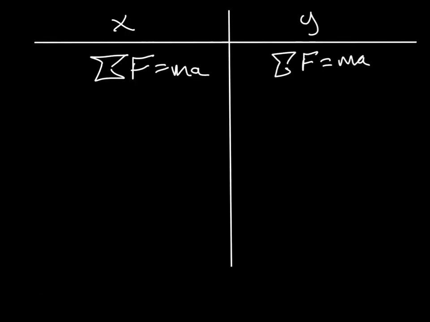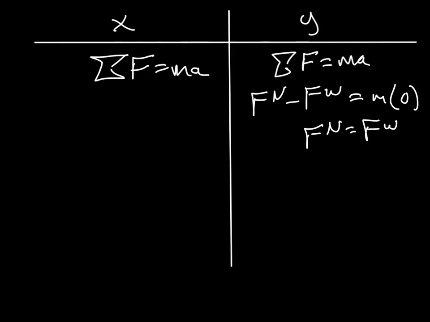On the y side, we have the normal force minus the weight equals 0. There's no acceleration in the y direction, so the forces are balanced, which you already knew. You knew that just by looking at it. But it's nice to be able to write what you know in your brain mathematically. I've also substituted in weight. Weight is mg.